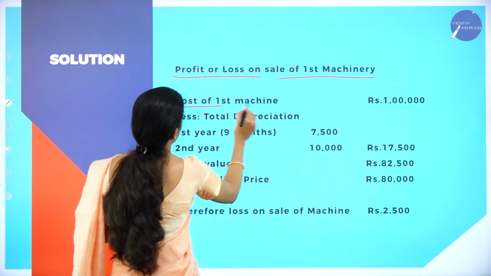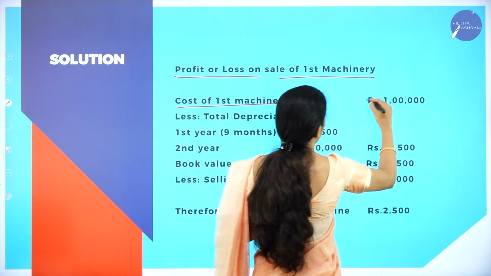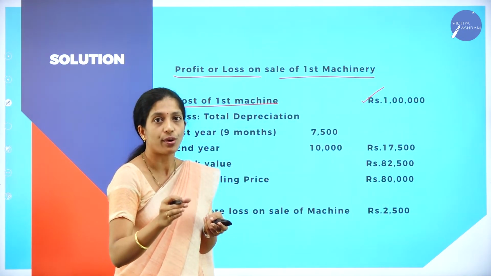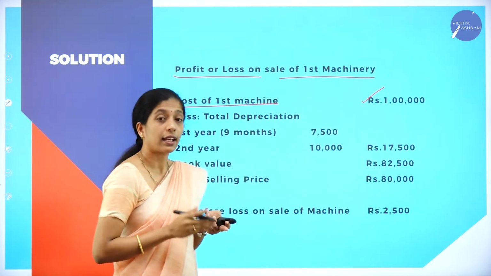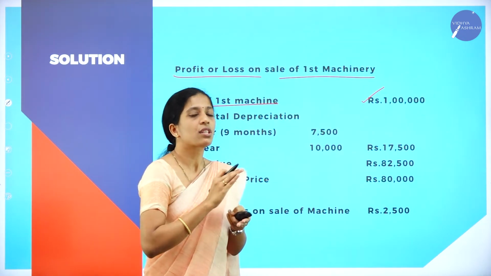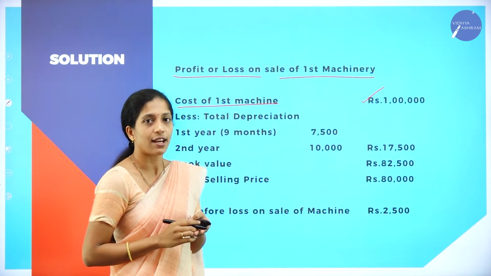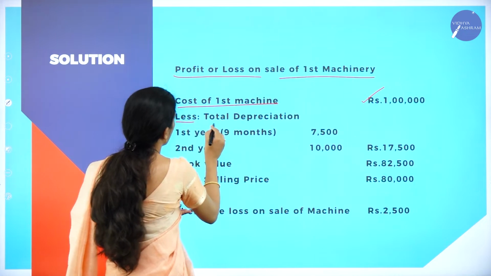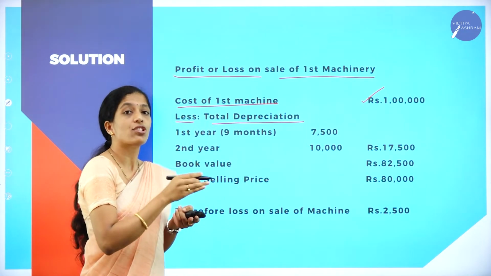So cost of first machine. What is the cost of first machine? That is 1 lakh. So we are going to calculate profit or loss on first machine, because first machine is sold. Correct? So cost of first machine is rupees 1 lakh. But whether we have to calculate 1 lakh minus 70,000? No, because for the 2 years we have calculated the depreciation. So we have to deduct that depreciation. So less total depreciation.